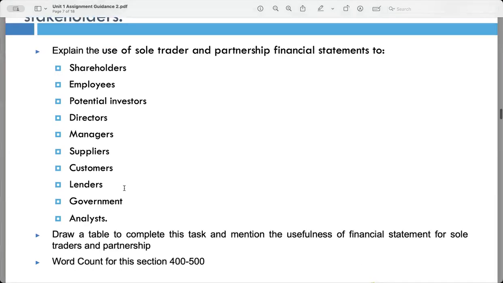So draw a table to complete this task and mention the usefulness of financial statements for sole traders and partnerships. The word count for this section is 400 to 500 words, to systematically discuss the usefulness of financial statements to each stakeholder group.